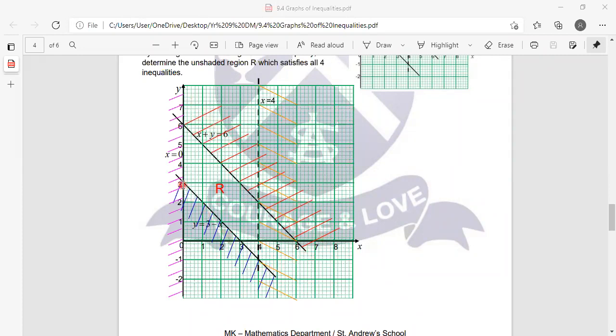Similarly, you have y equal to 3 minus x, the borderline. I need the region which is above. Y more than 3 minus x, so I need the region which is above the line. Unwanted is the region below the line, so shading below the line.